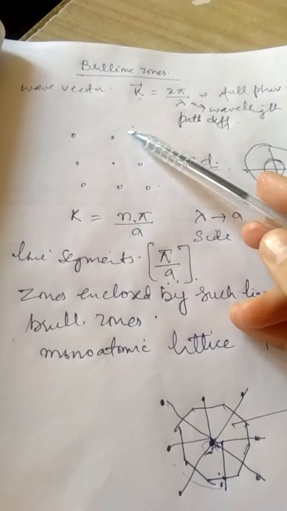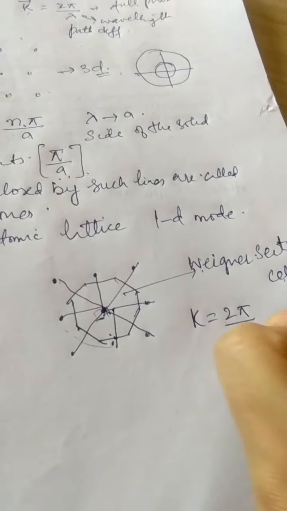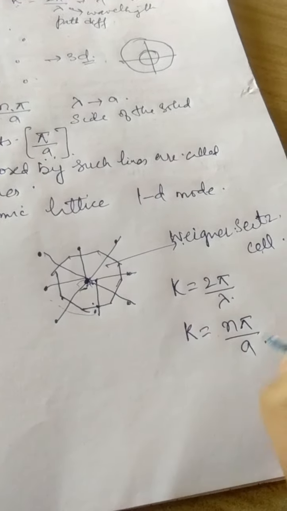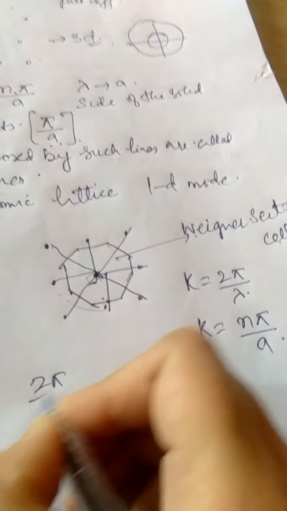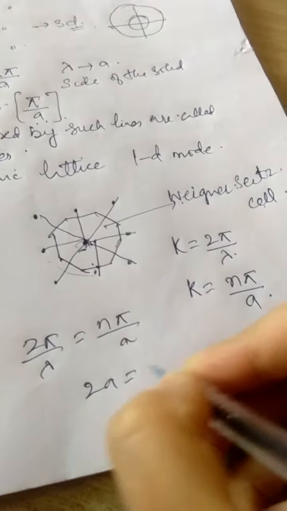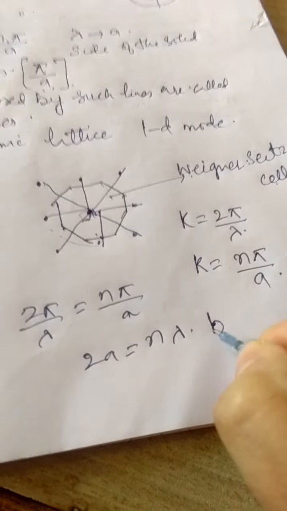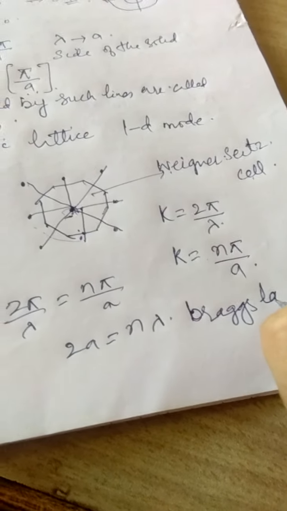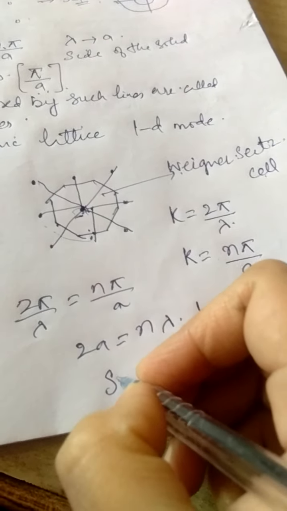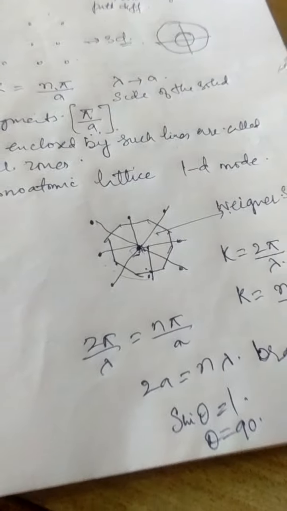Initially we can go back to the original description, that is k was equal to 2 pi by lambda, but then we had modified this and written k as n pi by a. In case of a solid, if we equate these two, we find that 2 pi by lambda is equal to n pi by a. Pi and pi will go. We are left with 2a is equal to n lambda. I hope all of you can easily identify it with Bragg's law, where we have 2d sine theta is equal to n lambda. Here sine theta is 1 because theta might be 90. So how do we conceive that idea?